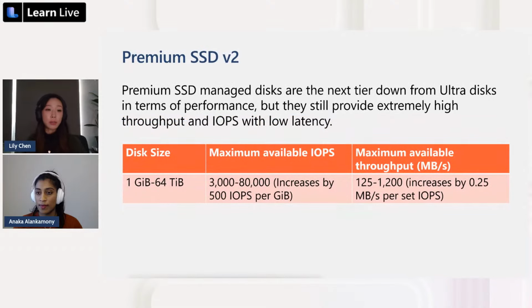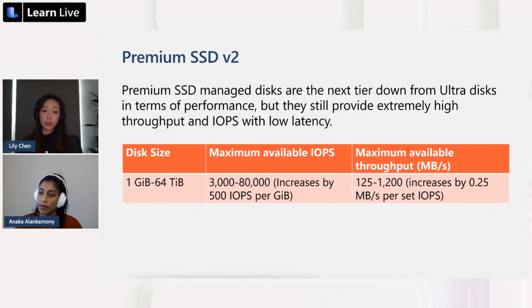All right. The next one is Premium SSD V2. So Premium SSD V2 managed disk is our newest offering in our managed disk portfolio and is the next tier down from Ultra disks in terms of performance, but they still provide extremely high performance with sub-millisecond latency. Like Ultra disks, the performance of Premium SSD V2 can also be independently configured at any time, making it easier for more scenarios to be cost efficient while meeting your performance needs.